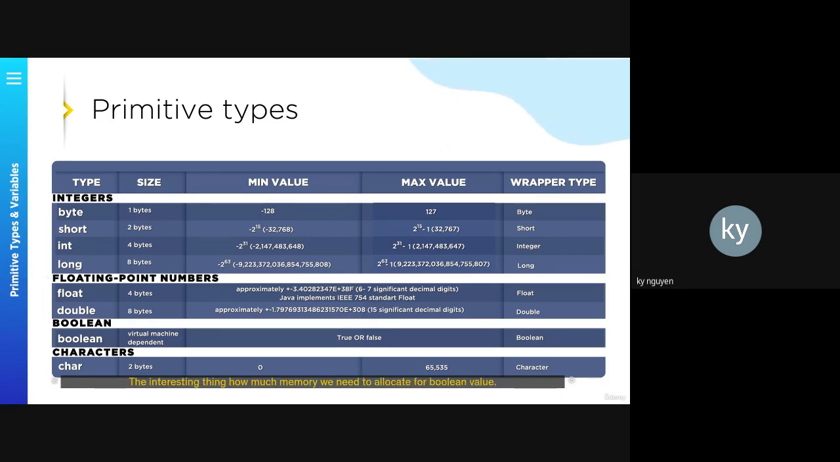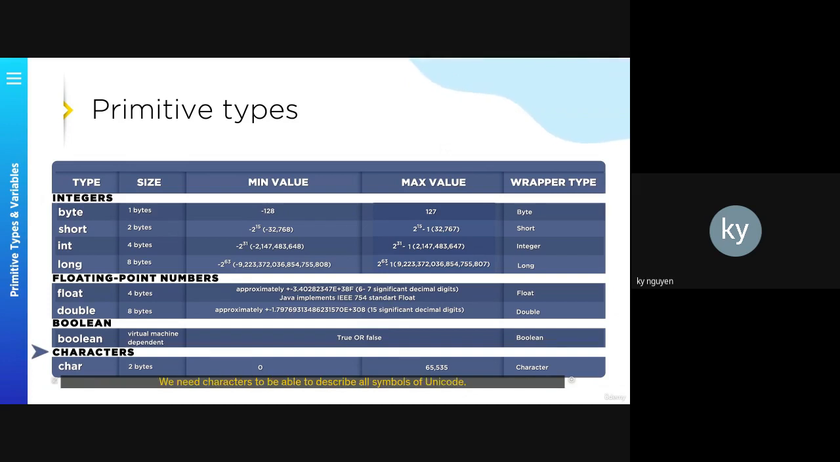The interesting thing is how much memory we need to allocate for a boolean value. The right answer would be that the size of the boolean is platform dependent. Why? Because to store true or false, which in binary format is 1 or 0, even 1 bit is enough. The problem is that you can't always reserve exactly 1 bit for the variable. Most likely this will be 1 byte.